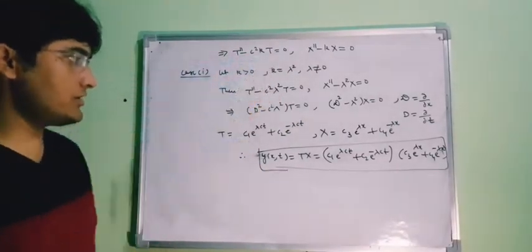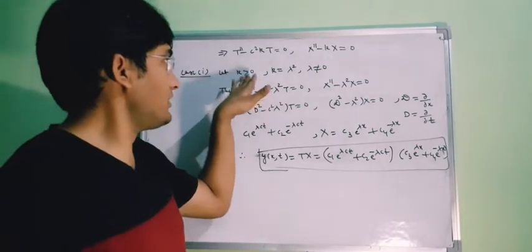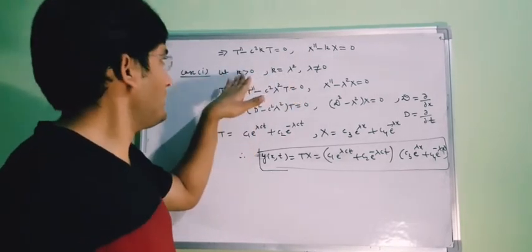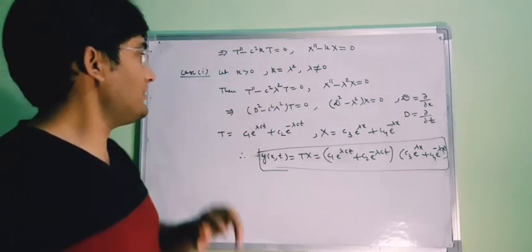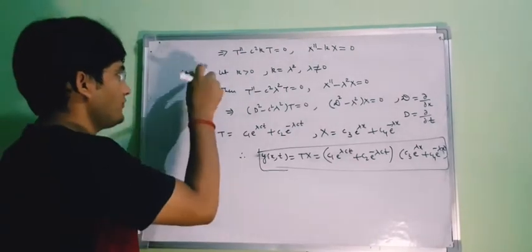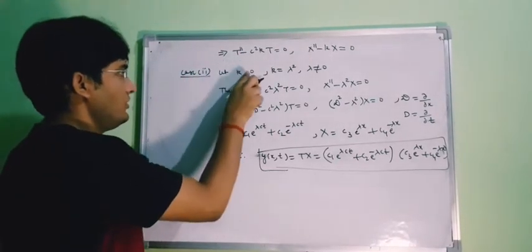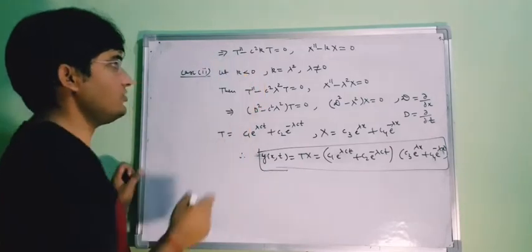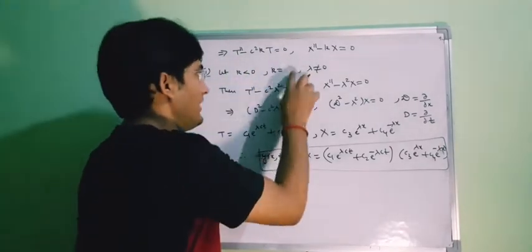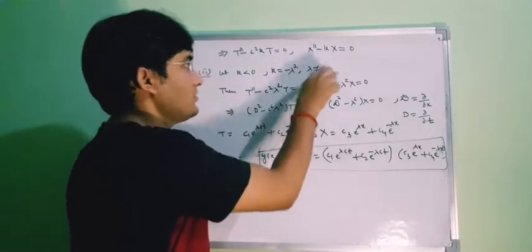So this is the first case, when we assume that k is greater than 0 and k equals plus λ². Now case 2: let us assume that k is less than 0 and k equals minus λ², and again λ is not equal to 0.